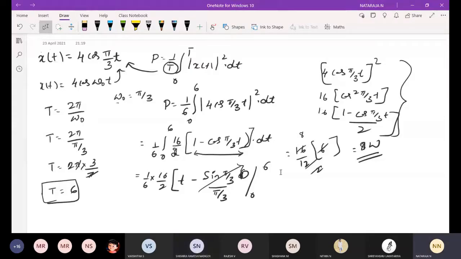Okay, next we'll start with problem number 85, I think. X of t is equal to A cos of omega naught t plus theta. Try this problem. It's very important. 3-4 times they asked it in the exam for 8 marks.